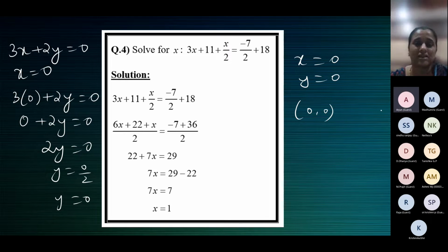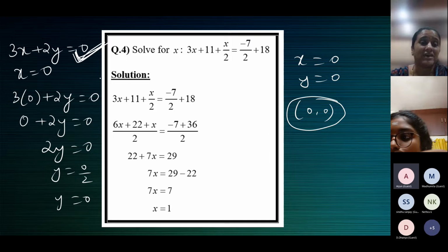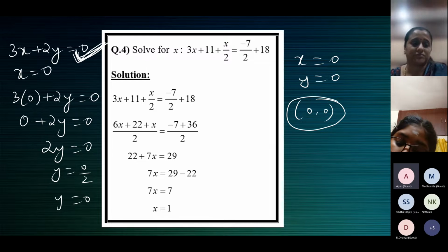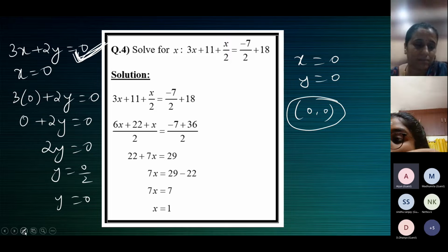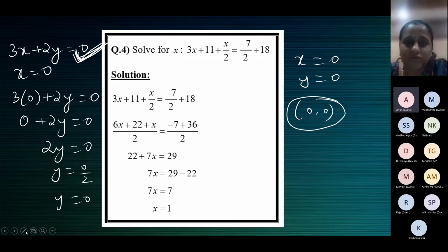0, comma 0 is a solution of this equation. If 0, comma 0 is a solution of this equation, then this point must lie on this line. Only then can 0, comma 0 lie on that line. When you compare this equation with the standard form, the value of c is 0. So we start from there. When the value of c is 0, the graph of the equation, that is the straight line, will pass through the origin. That means it will pass through the point 0, comma 0.